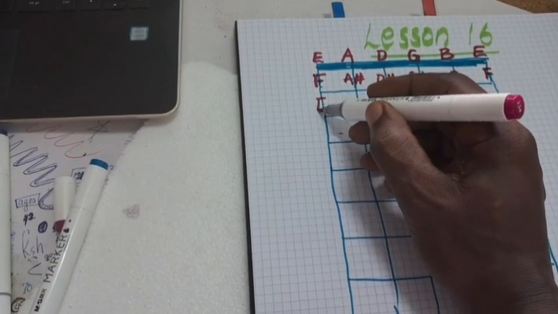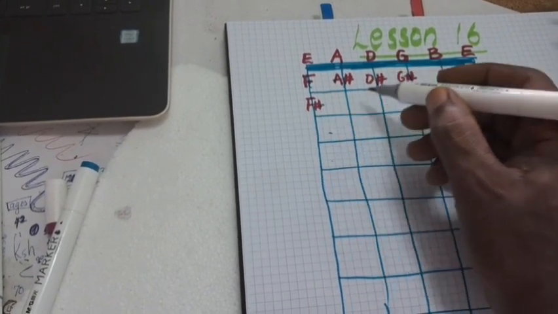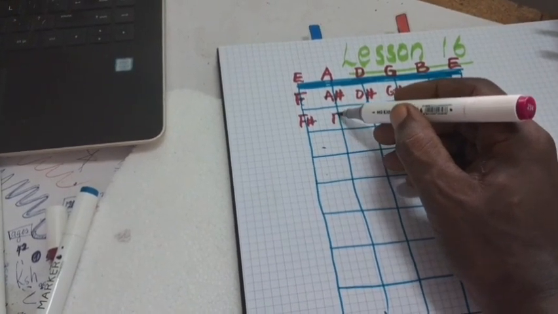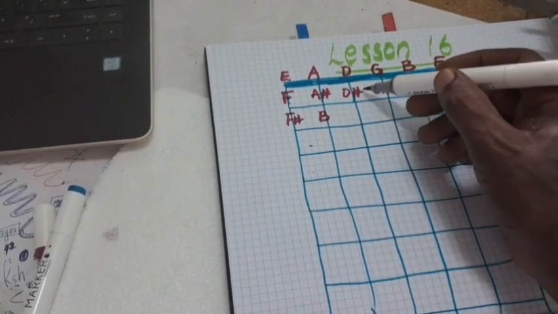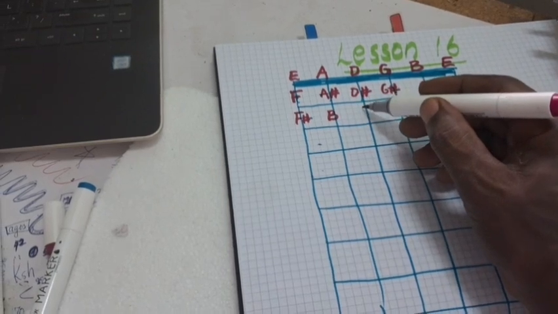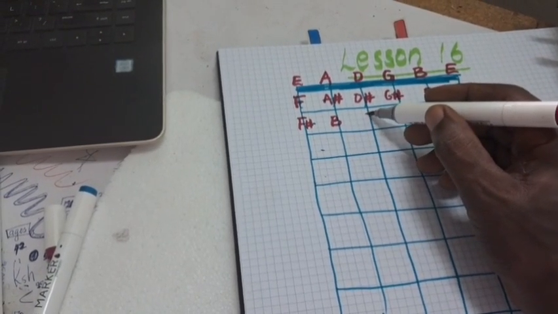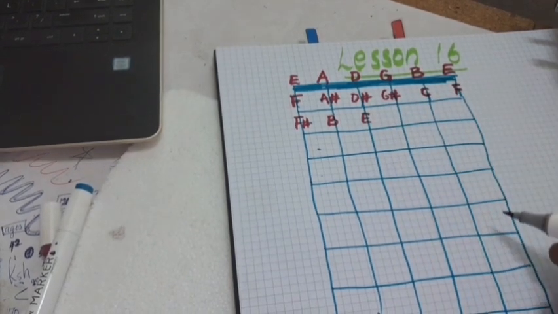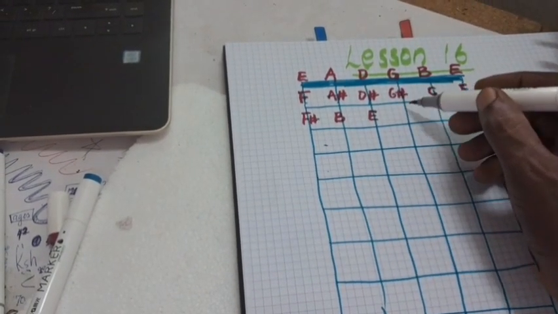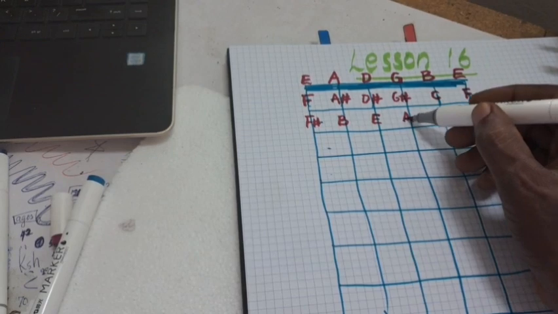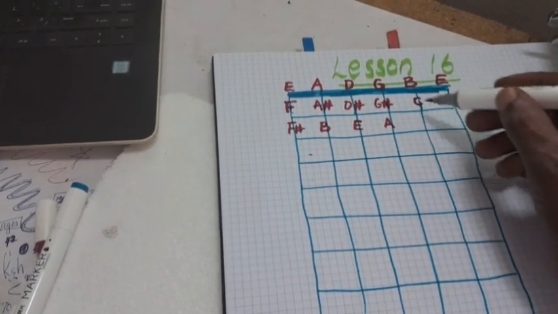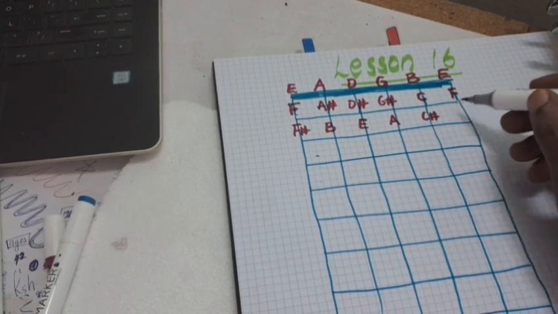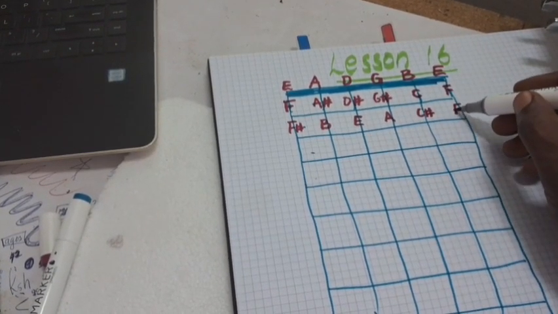So from F, this one becomes F sharp. From A sharp, this becomes B. After D is D sharp, then E. After G is G sharp, then A. And after C is C sharp. And after F is F sharp.